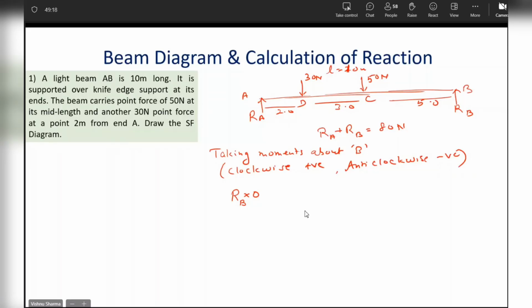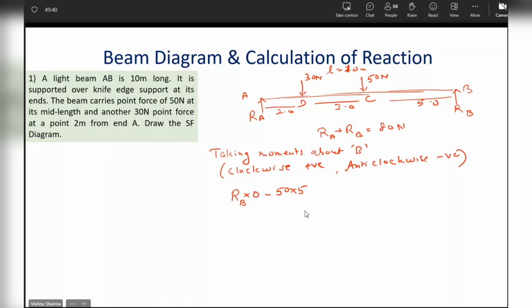The moment of 50 Newton about B. Minus 50 into 5. Very good. Minus 50 into 5. Everybody is good on that? Minus 30 into 8. No, minus 15 to 5. Anybody has any questions, beta? I heard somebody saying something.